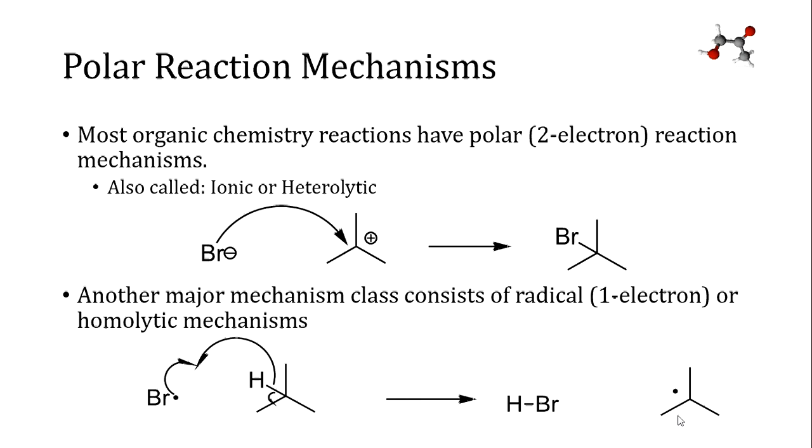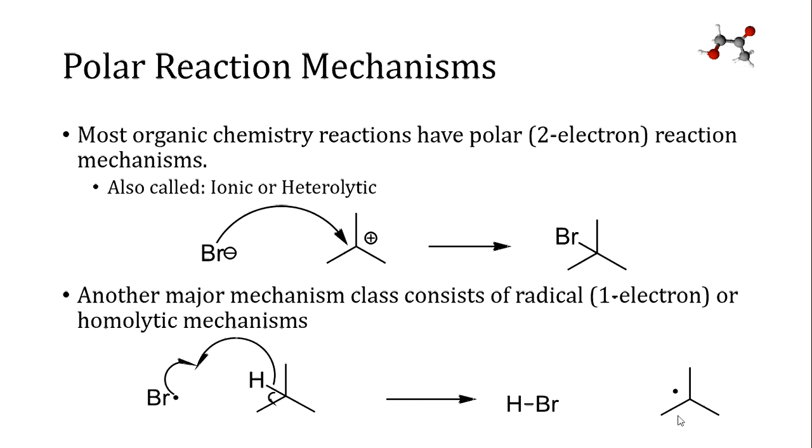The other major class of mechanism step in organic chemistry consists of the radical mechanisms, which are one-electron mechanisms. So all of the bond forming and bond breaking happens one electron at a time. They're also called homolytic mechanisms because when a bond breaks, the two electrons in that bond go their separate ways. One goes with one atom, the other goes with the other. When bonds form, each atom coming together to form a bond brings one of its electrons to the bond forming party. And there's an example of a homolytic mechanism shown at the bottom of the slide.